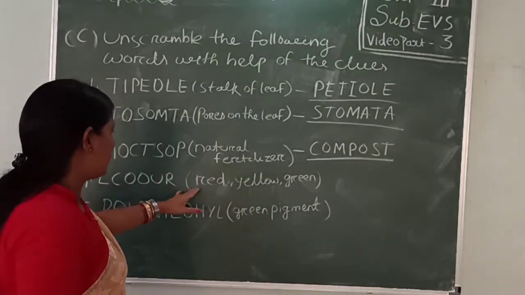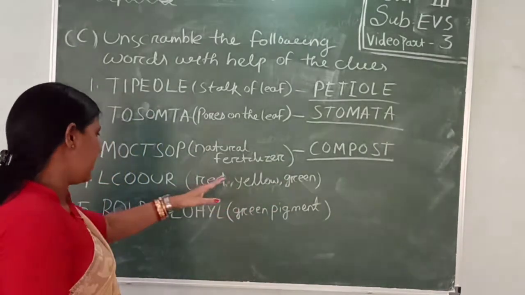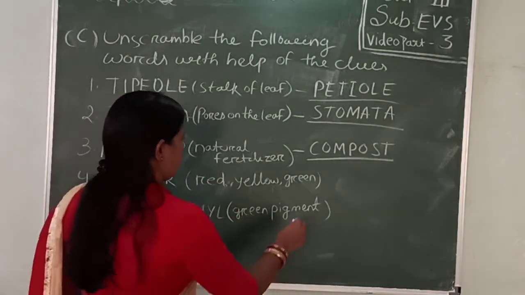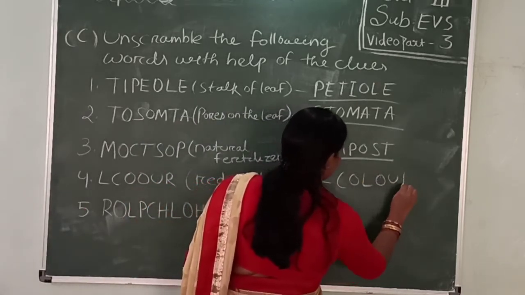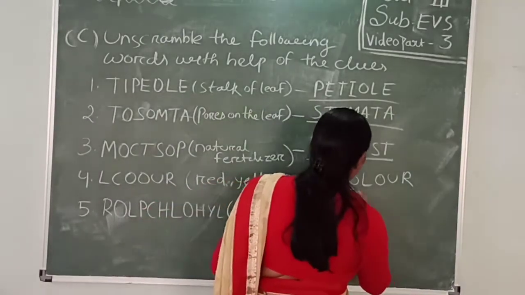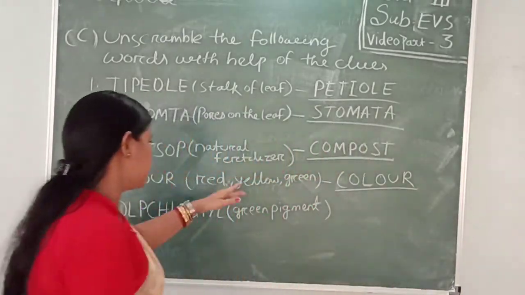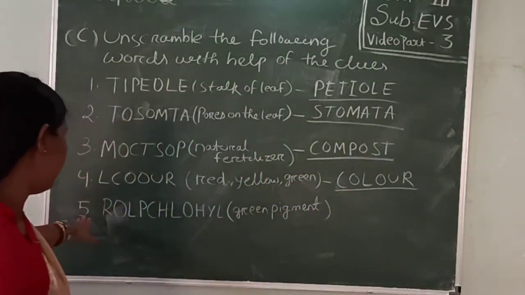Okay. Then number 4. Here the clue is red, yellow, green. What are these? These are the colors. So you write here the spelling of color. C-O-L-O-U-R. Okay. The spelling of color is C-O-L-O-U-R. These are the colors.